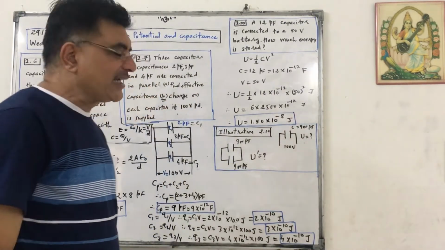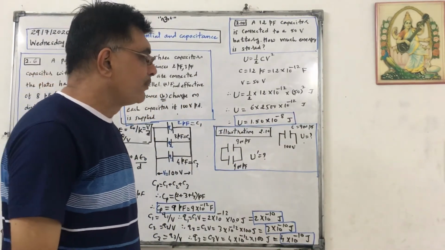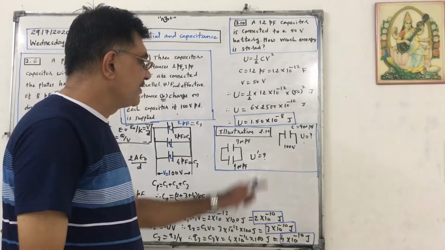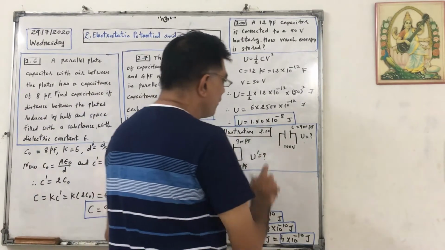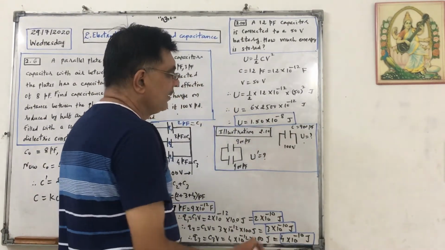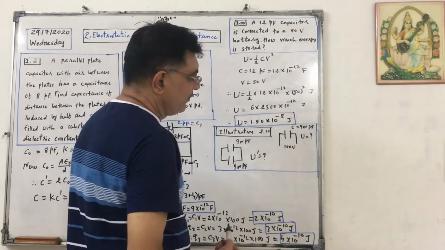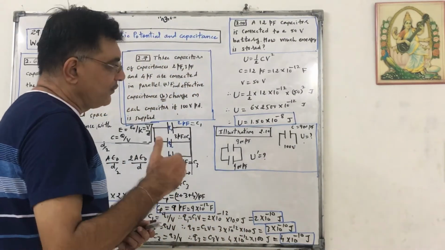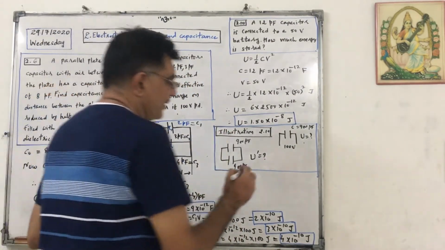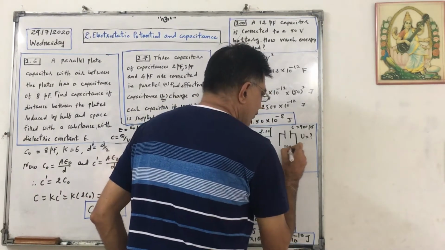Okay, in the textbook they have written 15 into 10 raised to minus 9. But the scientific method is like this. Now this is illustration 2.10. We have a capacitor of 900 picofarad, and it is charged up to 100 volt.